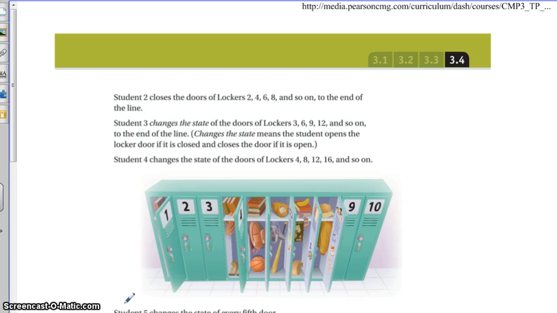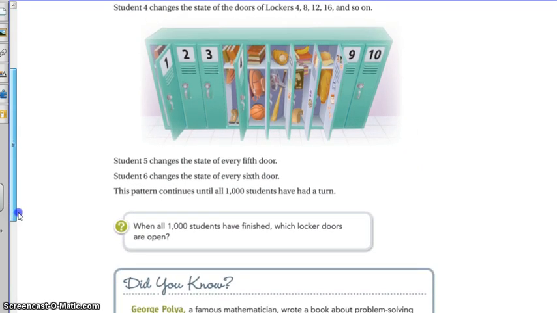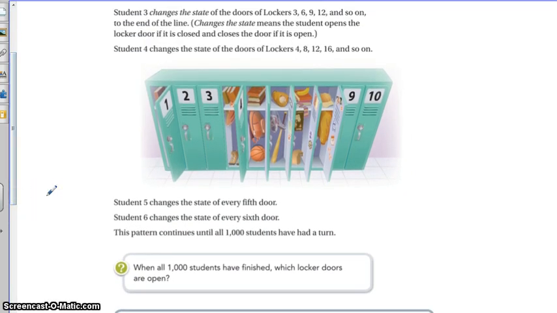Student 4 is going to do the same for lockers 4, 8, 12, 16, 20, 24, and so forth. Student 5 is going to do the same thing for every 5th door. Student 6 for every 6th door. Student 7 for every 7th, and so on and so forth, until all 1,000 students have done it. So the question is, when all 1,000 students have finished, which locker doors are open? Well, let's take a look.